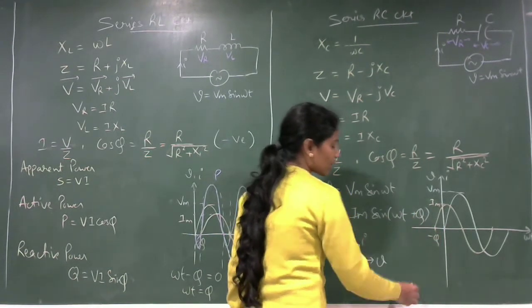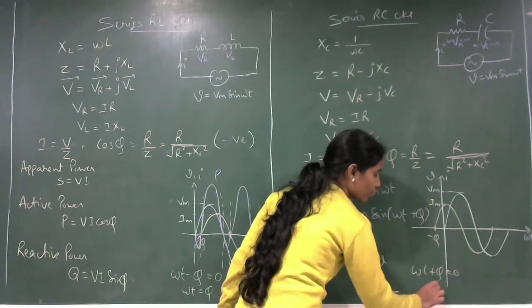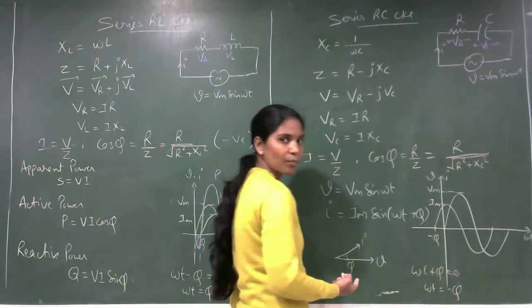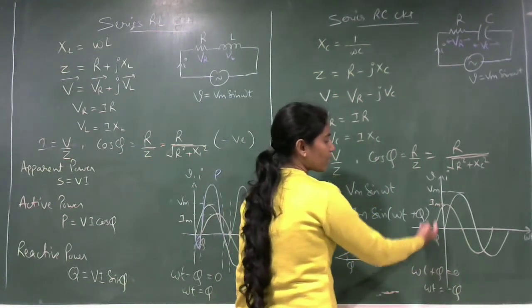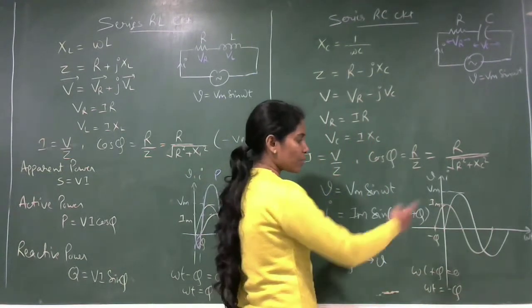You can check also here that omega t plus phi equals 0 means omega t is getting started with minus phi. Minus phi is before 0. So at this value the current waveform will start and it will stop here. One cycle will complete like this.